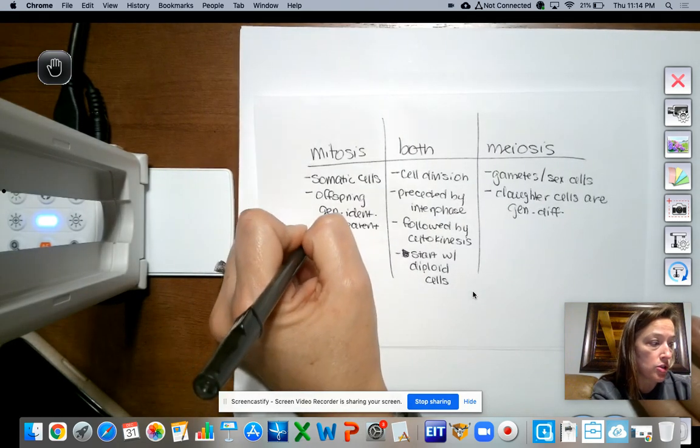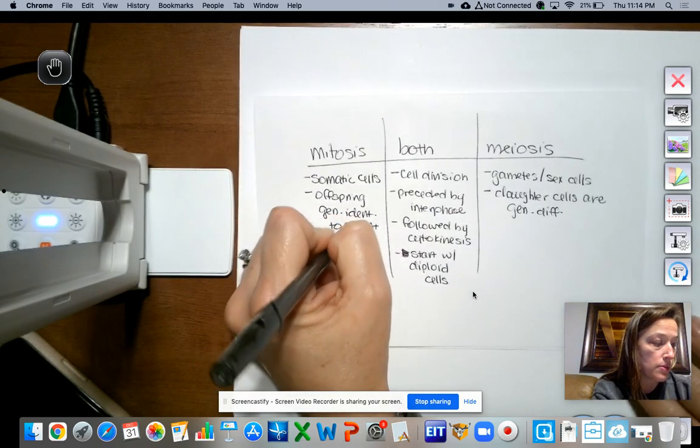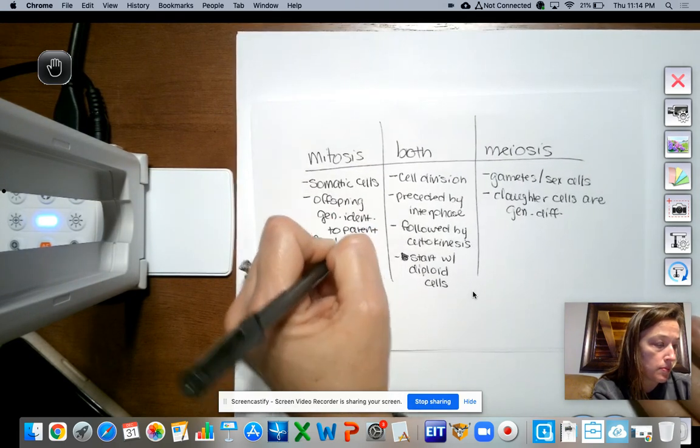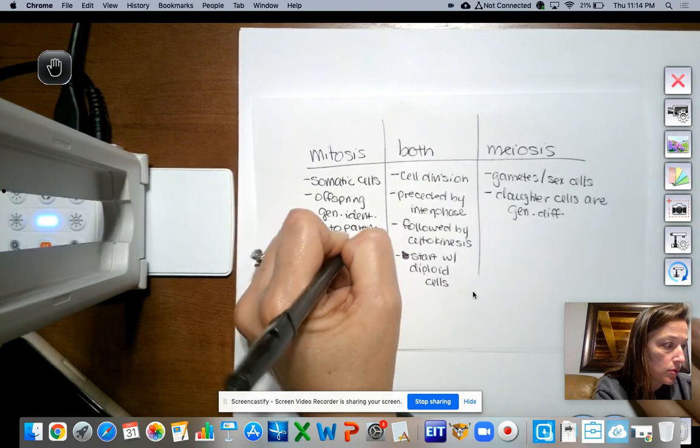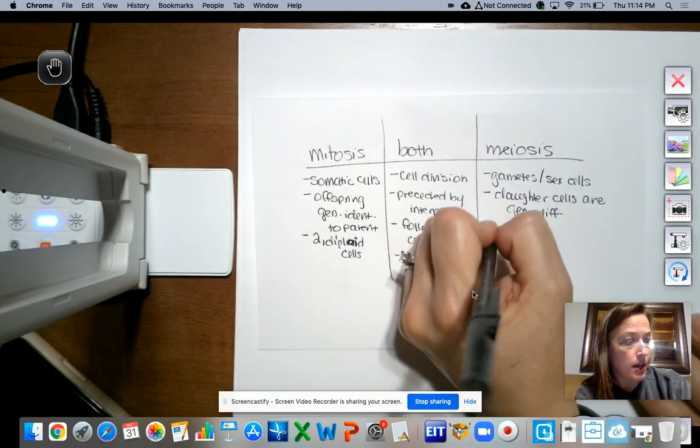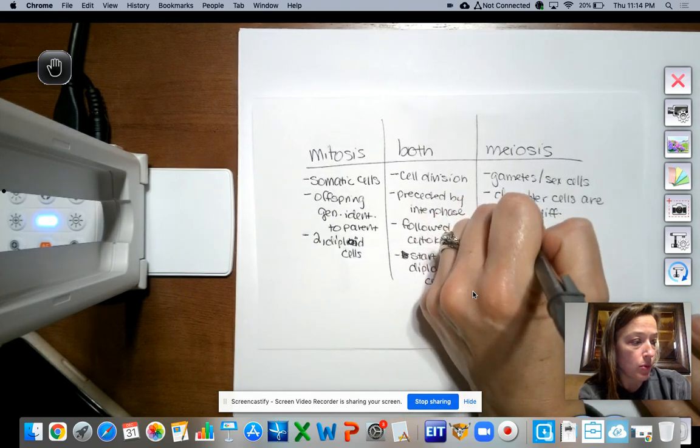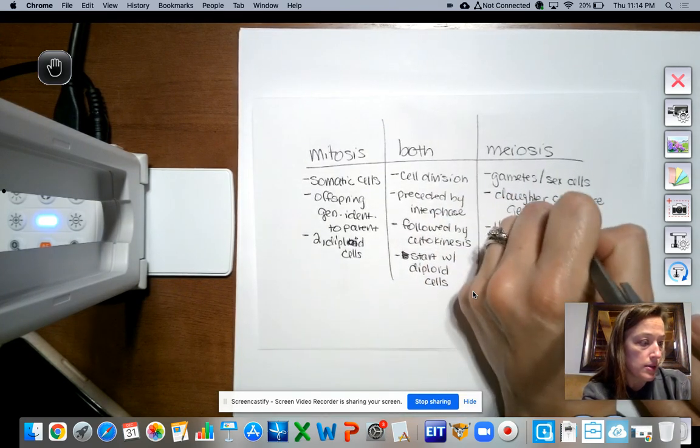Mitosis, you're going to end up with 2 diploid cells. Oops, I just spelled that wrong. Cells, C-E-L-L-S. And meiosis, you're going to end up with 4 haploid cells.